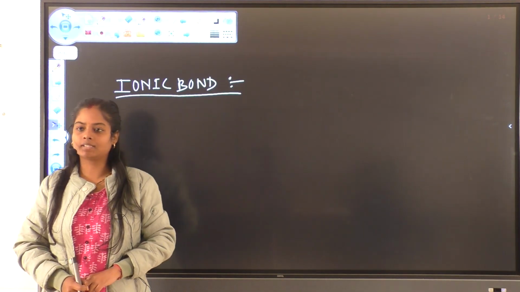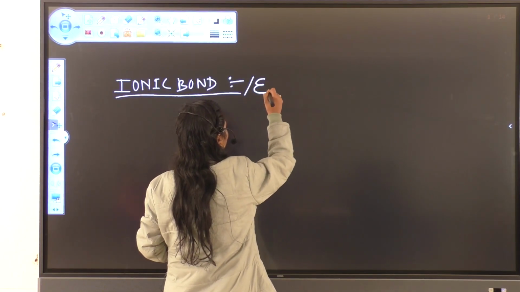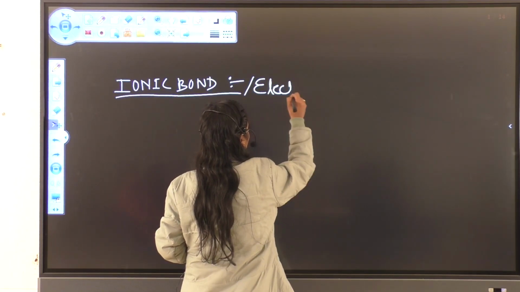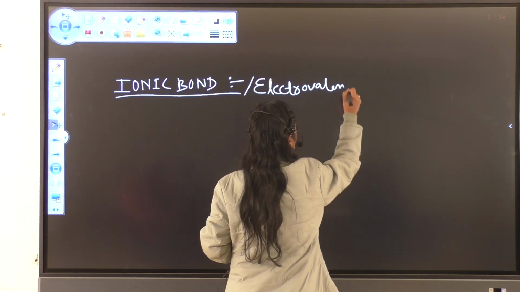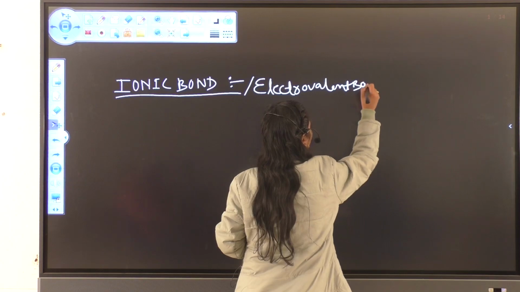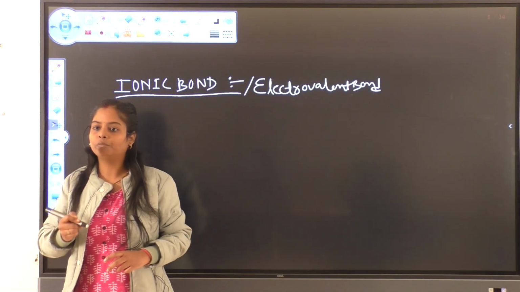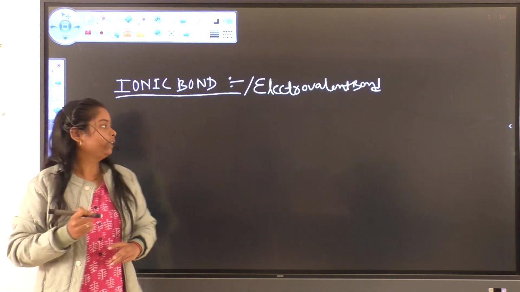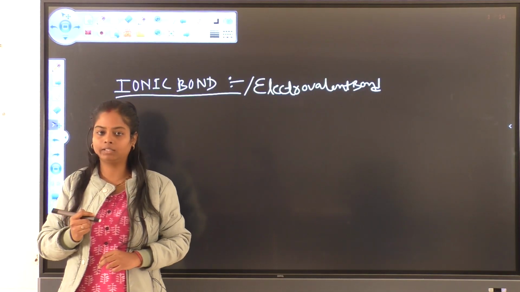Today we are going to discuss the ionic bond, also known as the electrovalent bond. Both terms, ionic and electrovalent bond, are the same. Now, going to the definition, the ionic bond is formed by the transfer of one or more electrons from one atom to another atom.